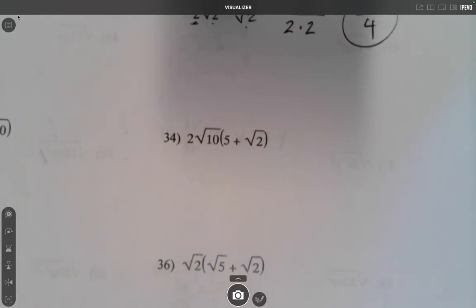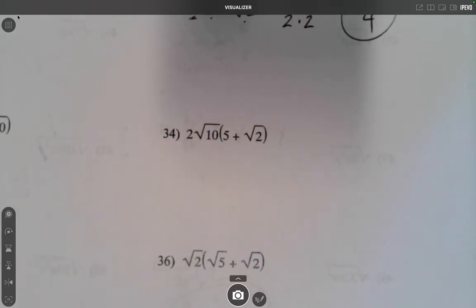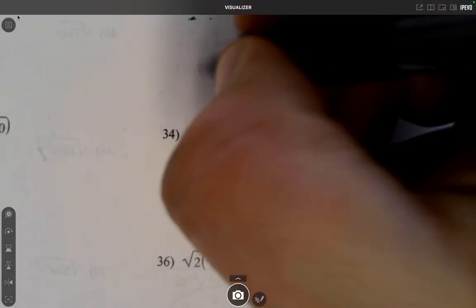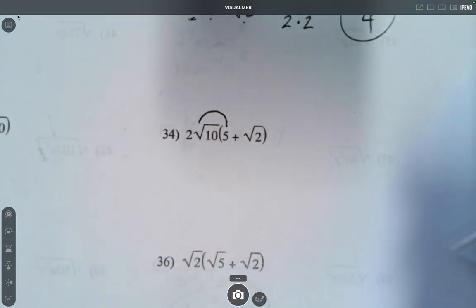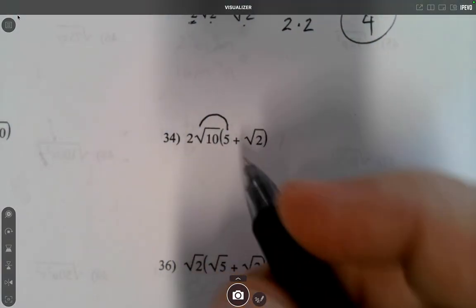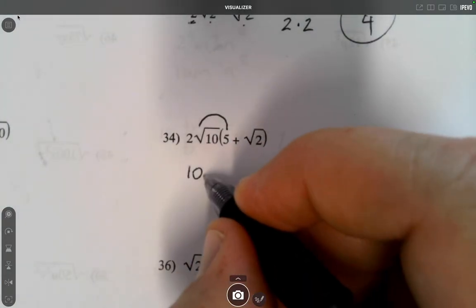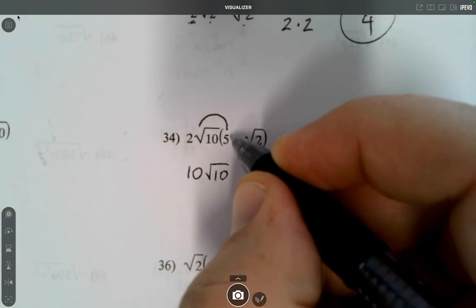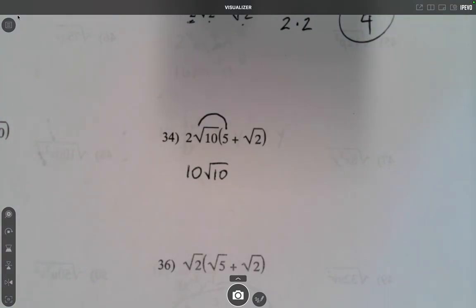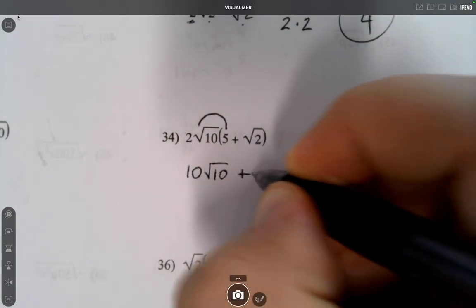Okay, when we're distributing, remember we can multiply together things outside the radicals, and we can multiply two things that are both inside, but we can't mix up an outside and inside. So when I do this times the 5, I can do 2 times 5 and get 10, because they're both outside the radical. But the square root of 10 doesn't change because there's no square root it's being multiplied by. Then I just put this plus down.